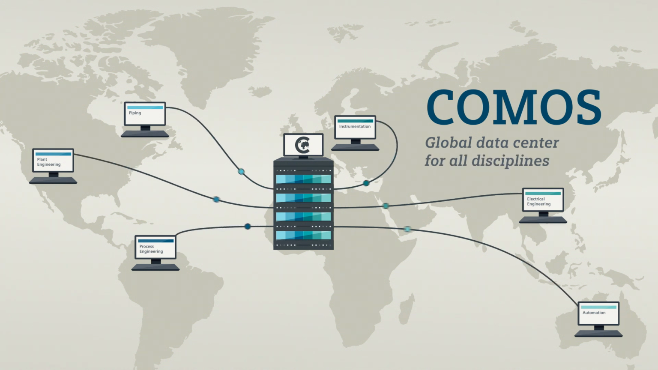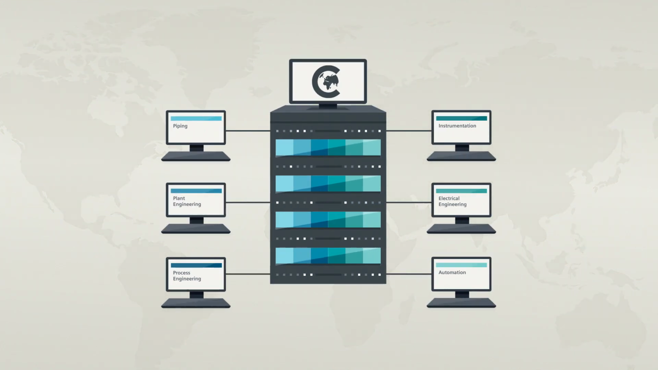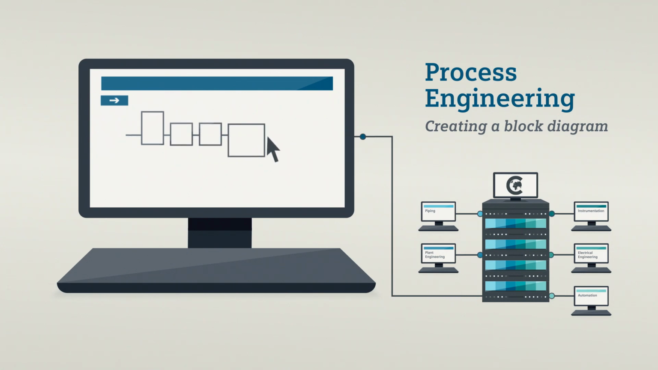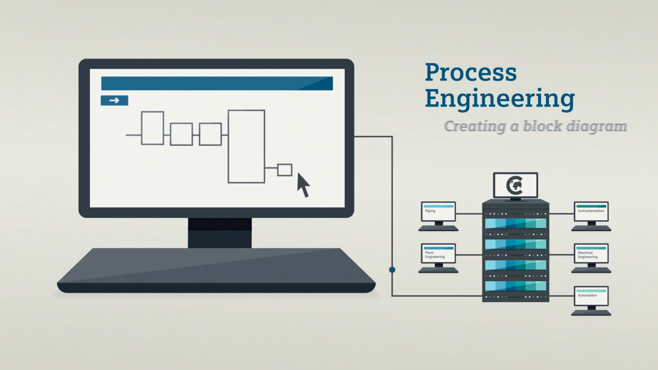COMOS acts as a global data center, which provides all disciplines and trades with direct, safe access, anywhere and anytime. In process engineering, you create a block diagram using COMOS as a basis for the following planning phases. The import of process flows is preparation for the subsequent creation of a process flow diagram, PFD.